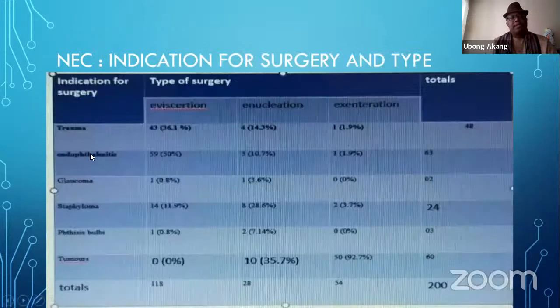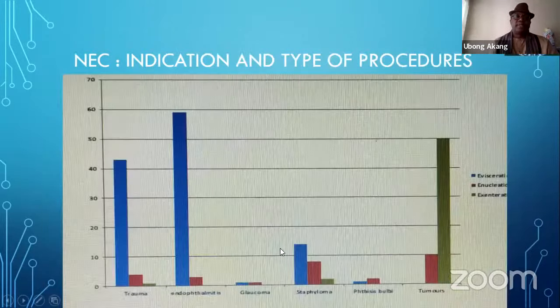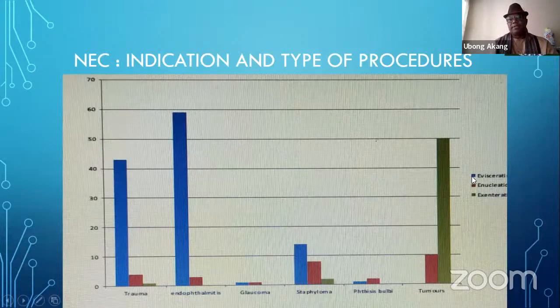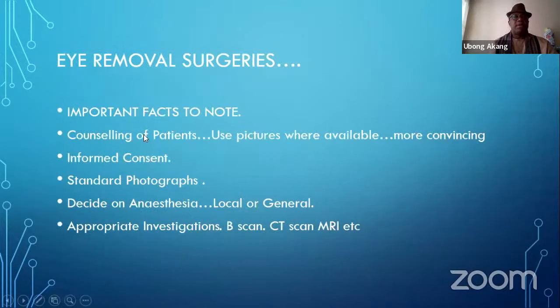Now, this is what it looks like. You can still see trauma and infection, top of the list, of course. Then tumors, and all of that. 200 eyes were done. Indications, you can see evisceration, the commonest surgery done for eye removal. And you can see the whole of this is evisceration. That's the key there. Enucleation here, then you have exenteration, mainly for tumors. So that follows the pattern worldwide.